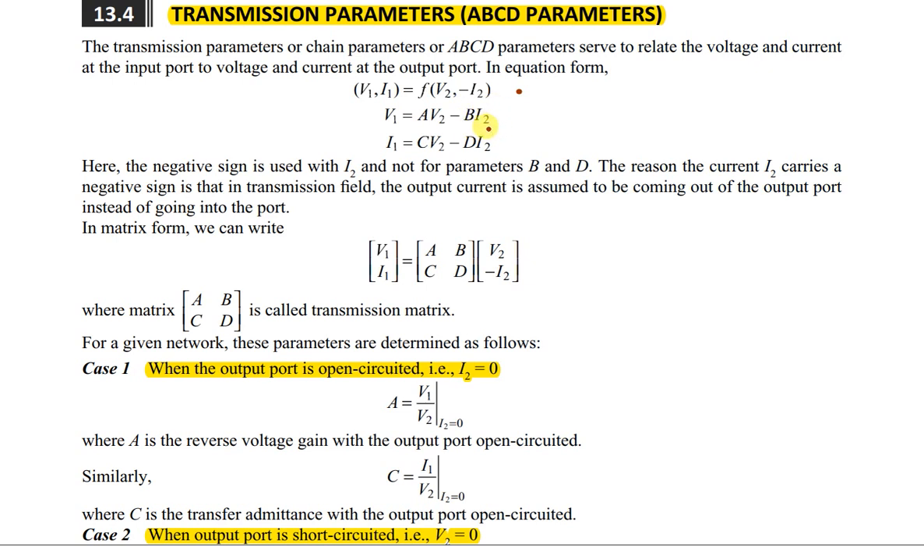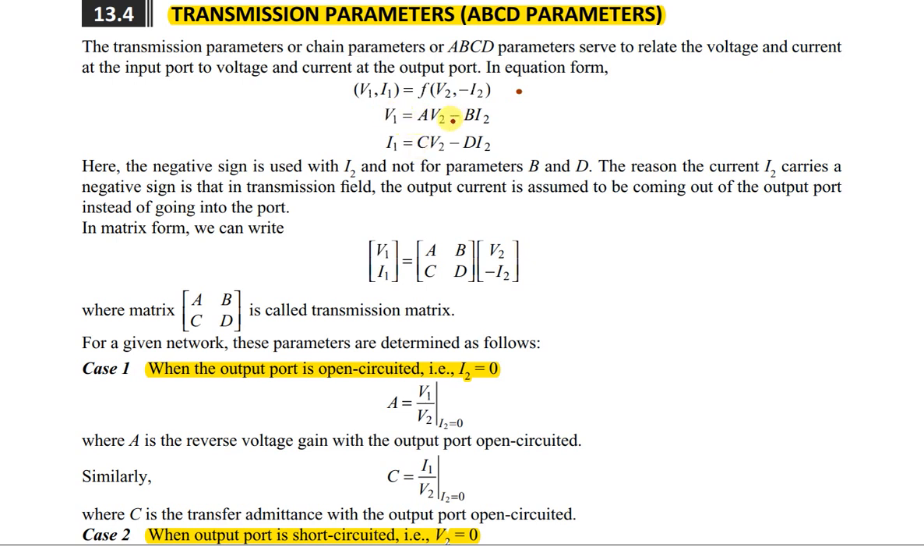Which side does it belong to? I2 belongs to the output side. So the output terminal, I have to open it. Once you open the I2 terminal, this I2 becomes 0, and again here also I2 is equal to 0, so that I can find out two parameters. The A parameter value I can find out, and the C value I can find out.